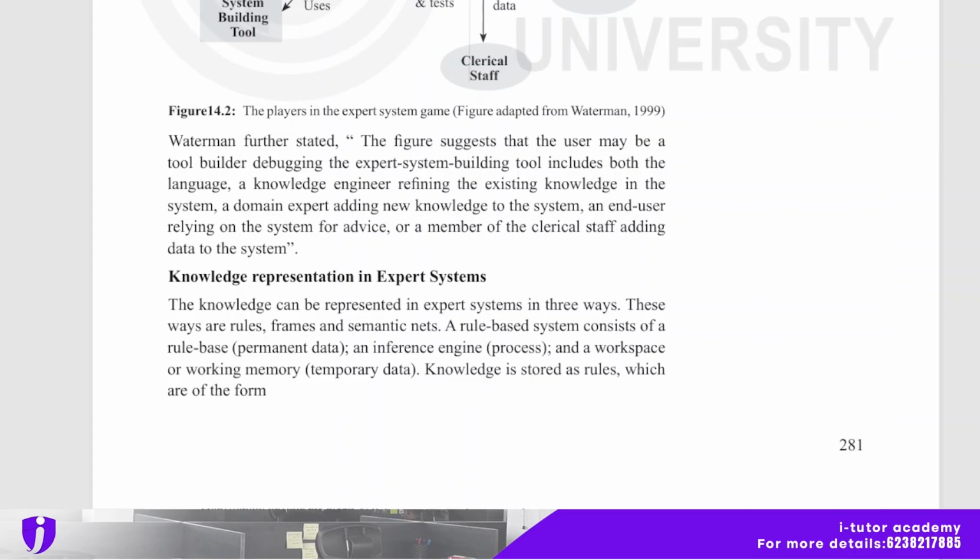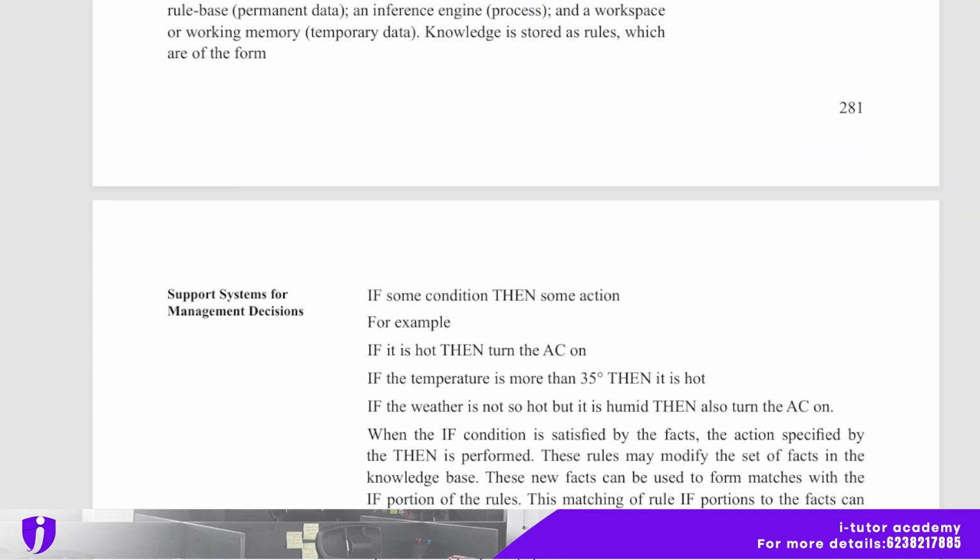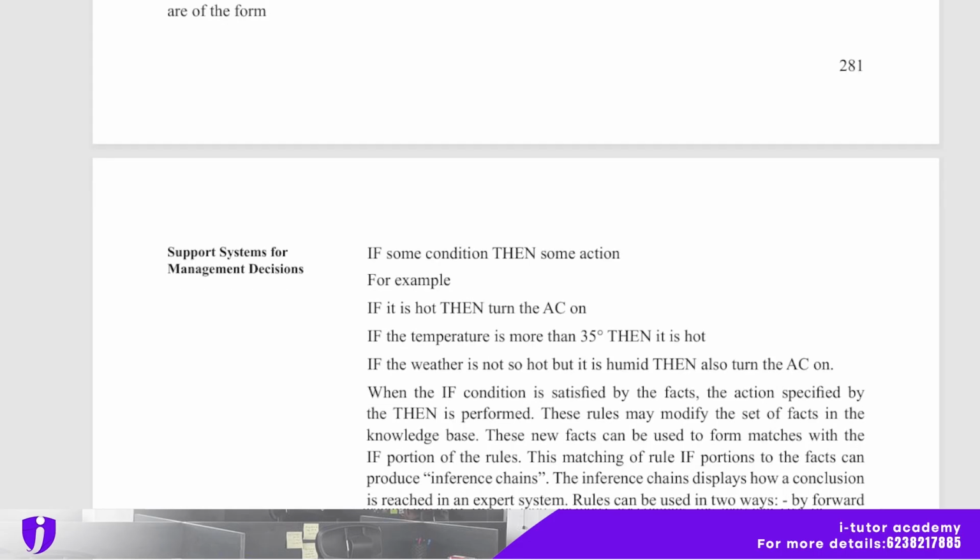And knowledge representation in expert systems: the knowledge can be represented in an expert system in three ways. These ways are rules, frames, and semantic nets. A rule based system consists of a rule base, which is permanent data, an inference engine, which is the process, and a workspace or working memory, which is temporary data. Knowledge is stored as rules which are of the form: if some condition, then some action. If it is hot, then turn on the AC, like that. So when the if condition is satisfied by the fact, then the action specified by the then part is performed.